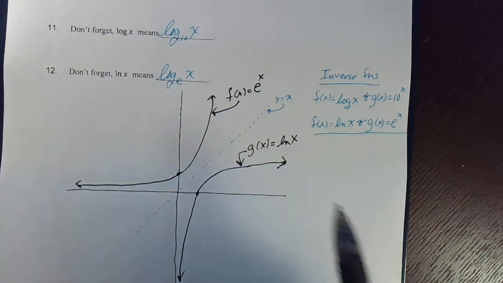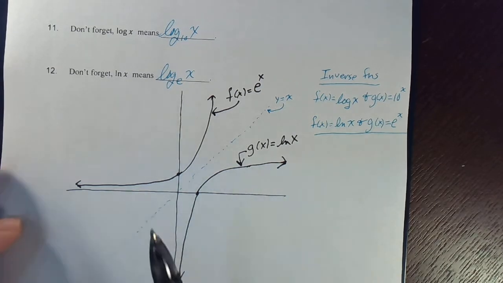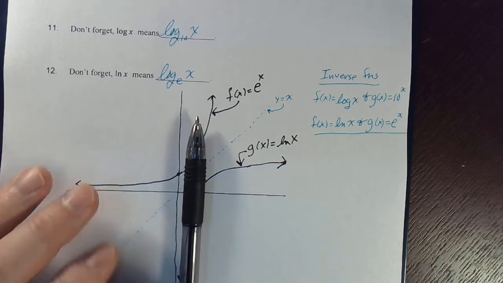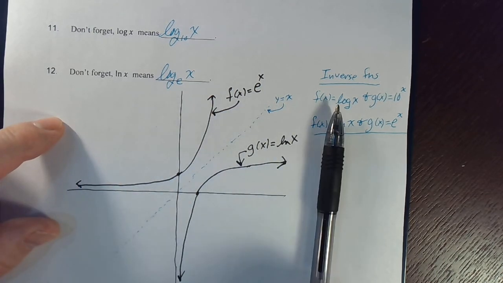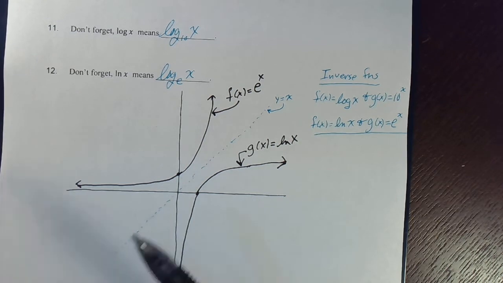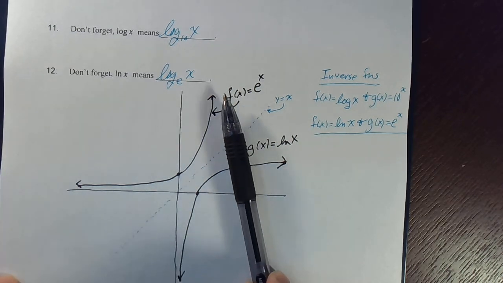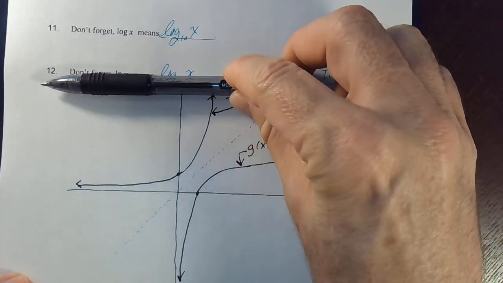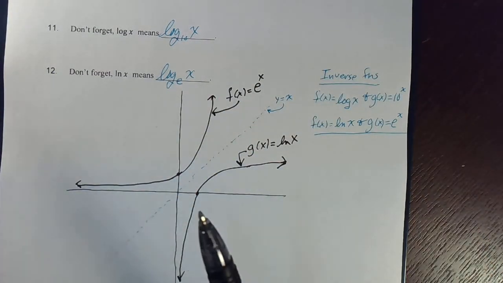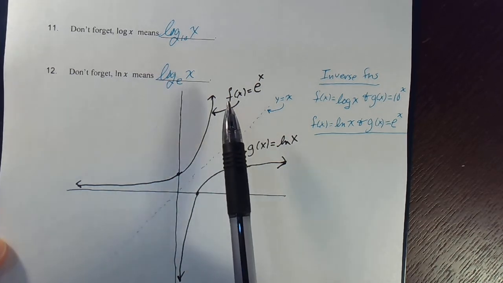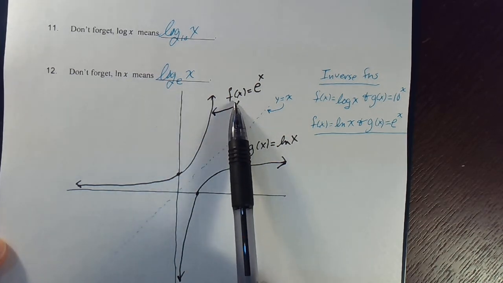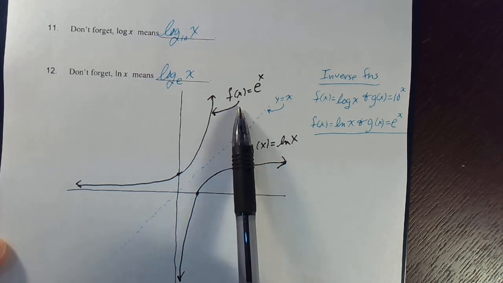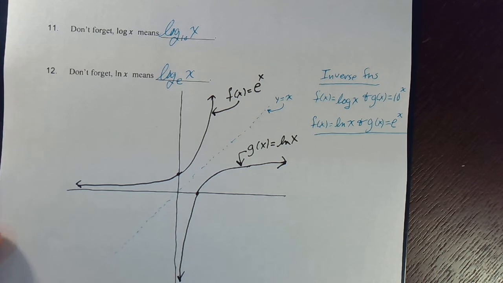And the log function, notice it's not defined for negative numbers over here. You can only take the log of positive numbers. And as I mentioned before, the e to the x always gives you positive numbers. So the domain of this function is the range of this function, and the domain of this function is the range of this function. You can see by examining this.